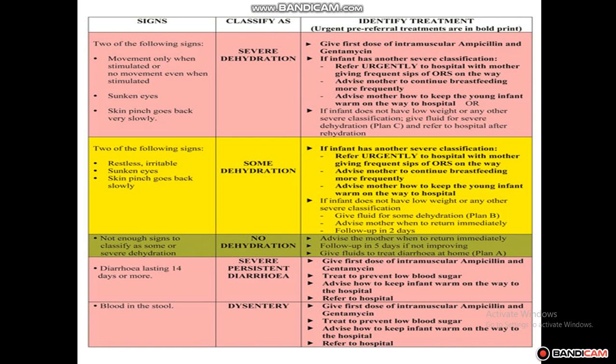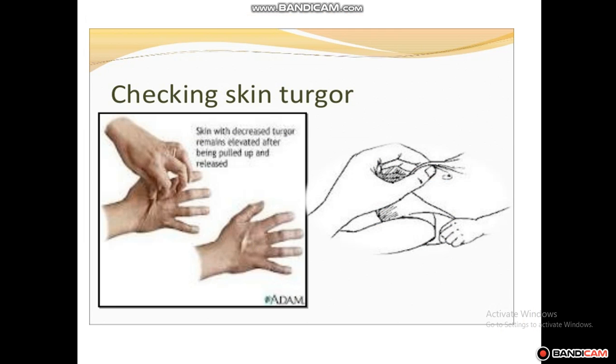Sunken eyes, skin pinch goes back very slowly. You know this, right? Usually we do the skin turgor check in the umbilical area to get an accurate result. Even in the palms we sometimes see it, but most commonly in babies we check in the abdomen.